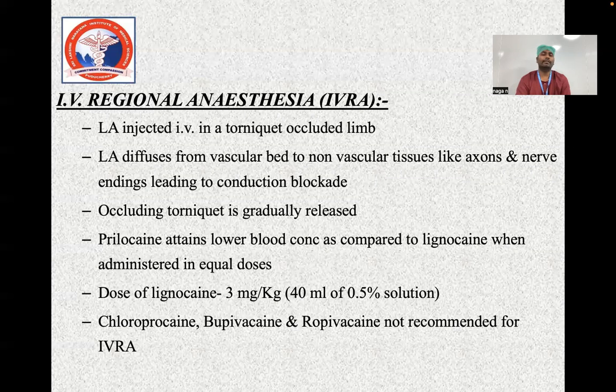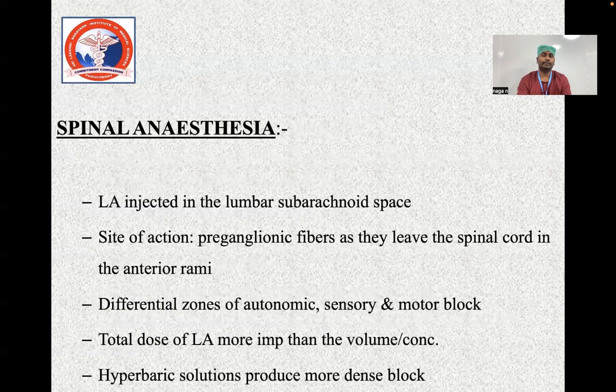IV regional anesthesia, there is intravenous regional anesthesia. Here, local anesthetic is injected through IV in a tourniquet occluded limb. Local anesthetic diffuses from vascular bed to non-vascular tissues like axons and nerves, leading to conduction blockade. Occluding tourniquet is gradually released. Prilocaine attains the lowest blood concentration as compared to lignocaine when administered in equal doses. Dose of lignocaine is 3 mg per kg, or 40 ml of 0.5% solution. Chloroprocaine, bupivacaine, and ropivacaine are not recommended for IVRA because of cardiac toxicity.